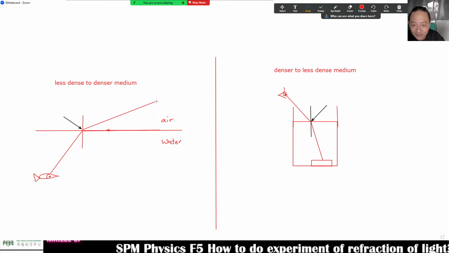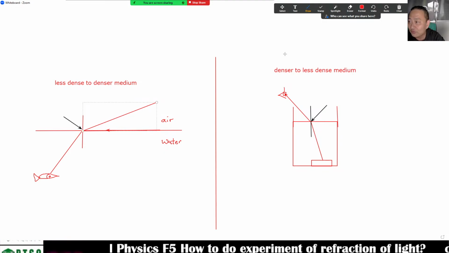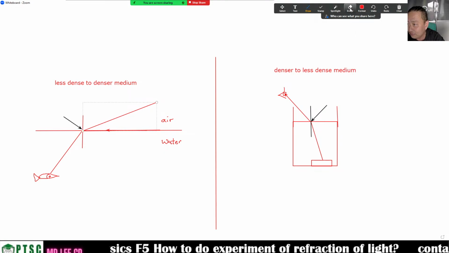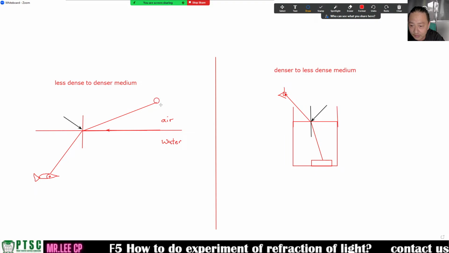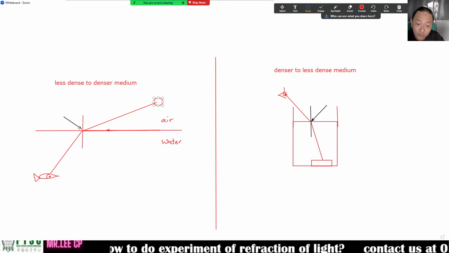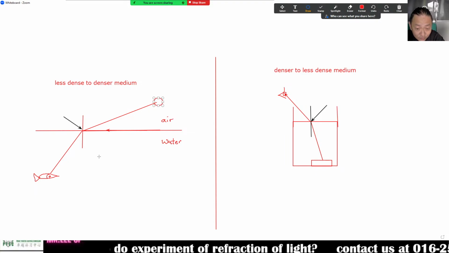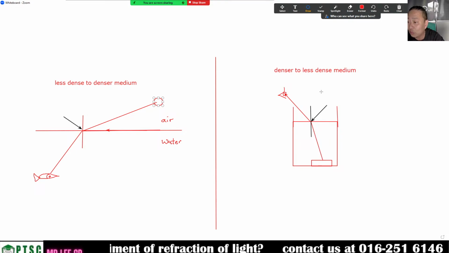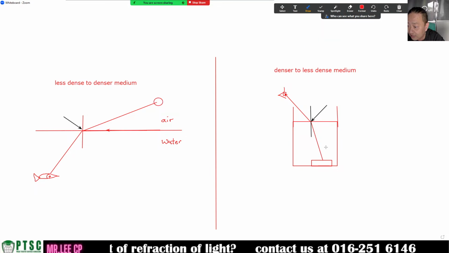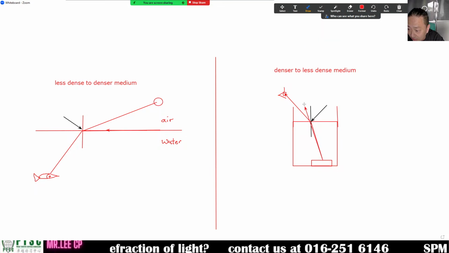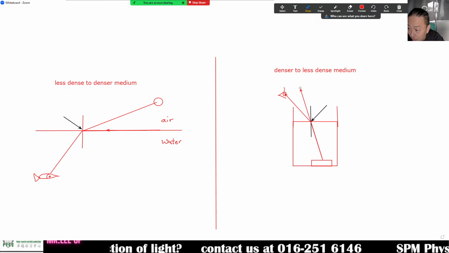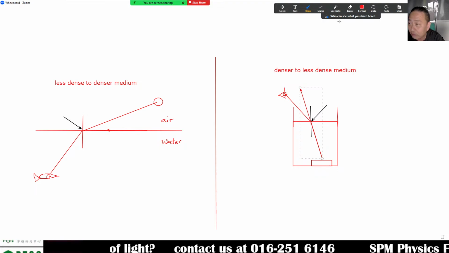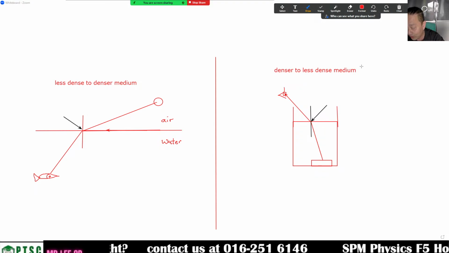Okay, now this is my foot. So you bend toward the normal. Less dense to denser, you bend toward normal. Denser to less dense, it will bend away from normal. Meaning that this light will not go straight anymore. You see, it bends away from normal. Right? That's how we make it.